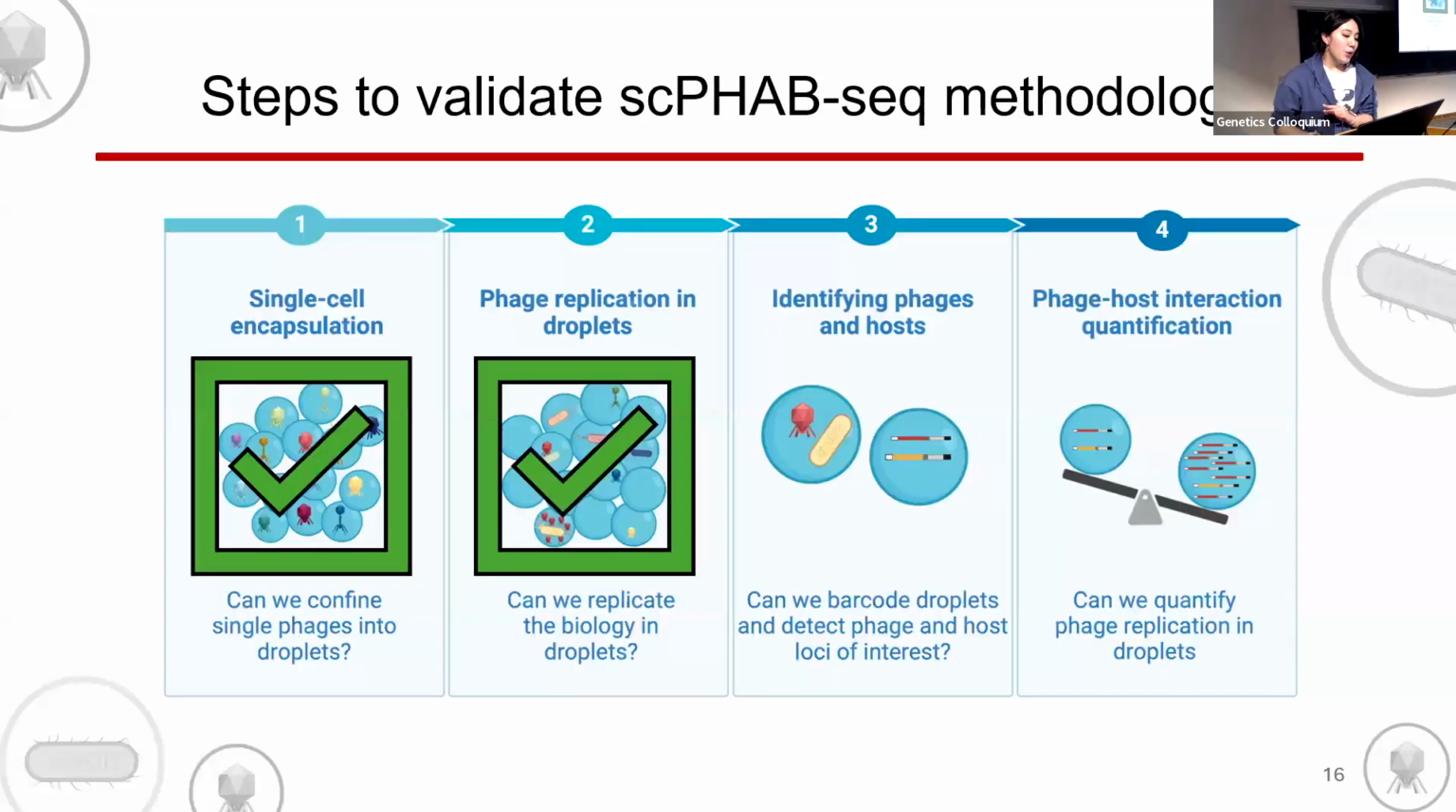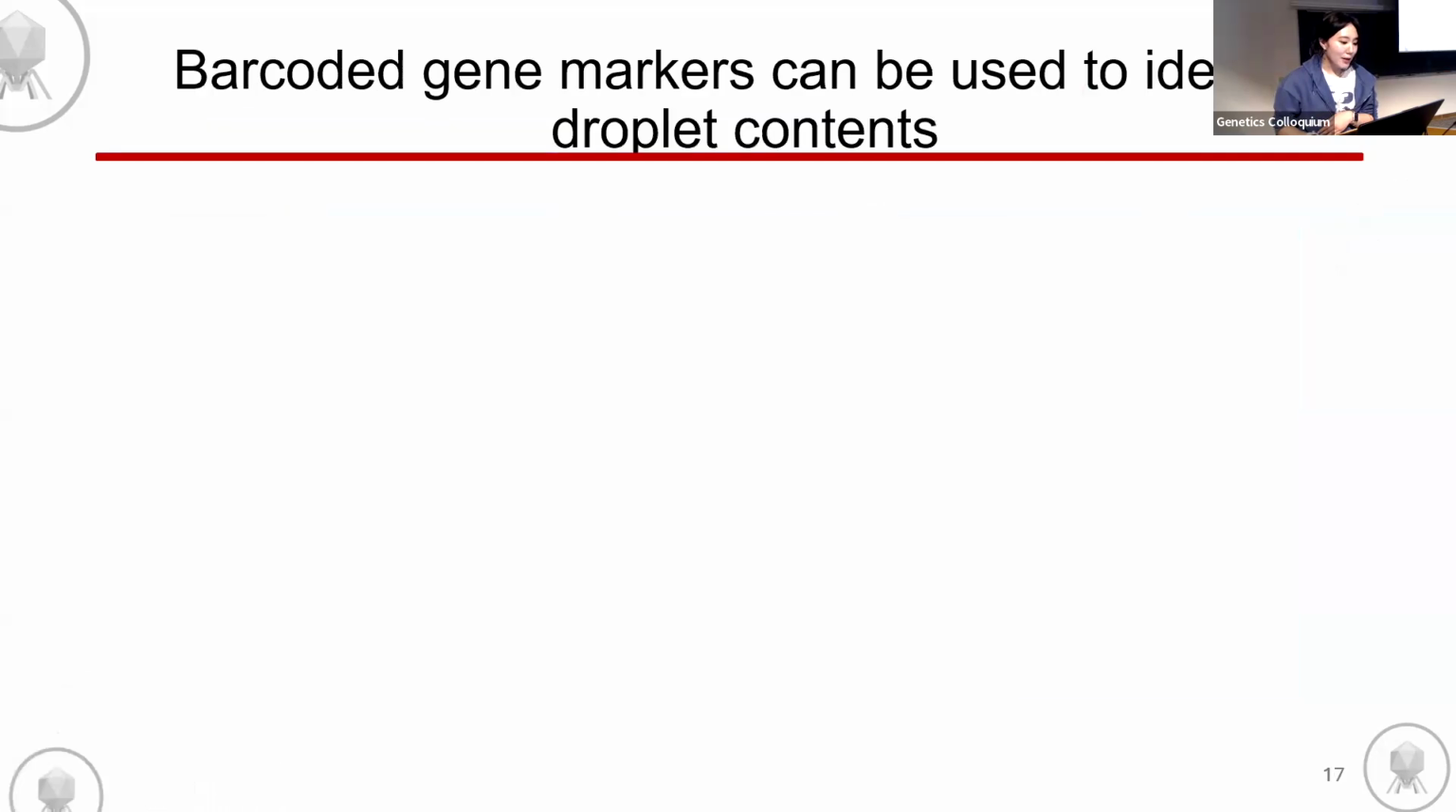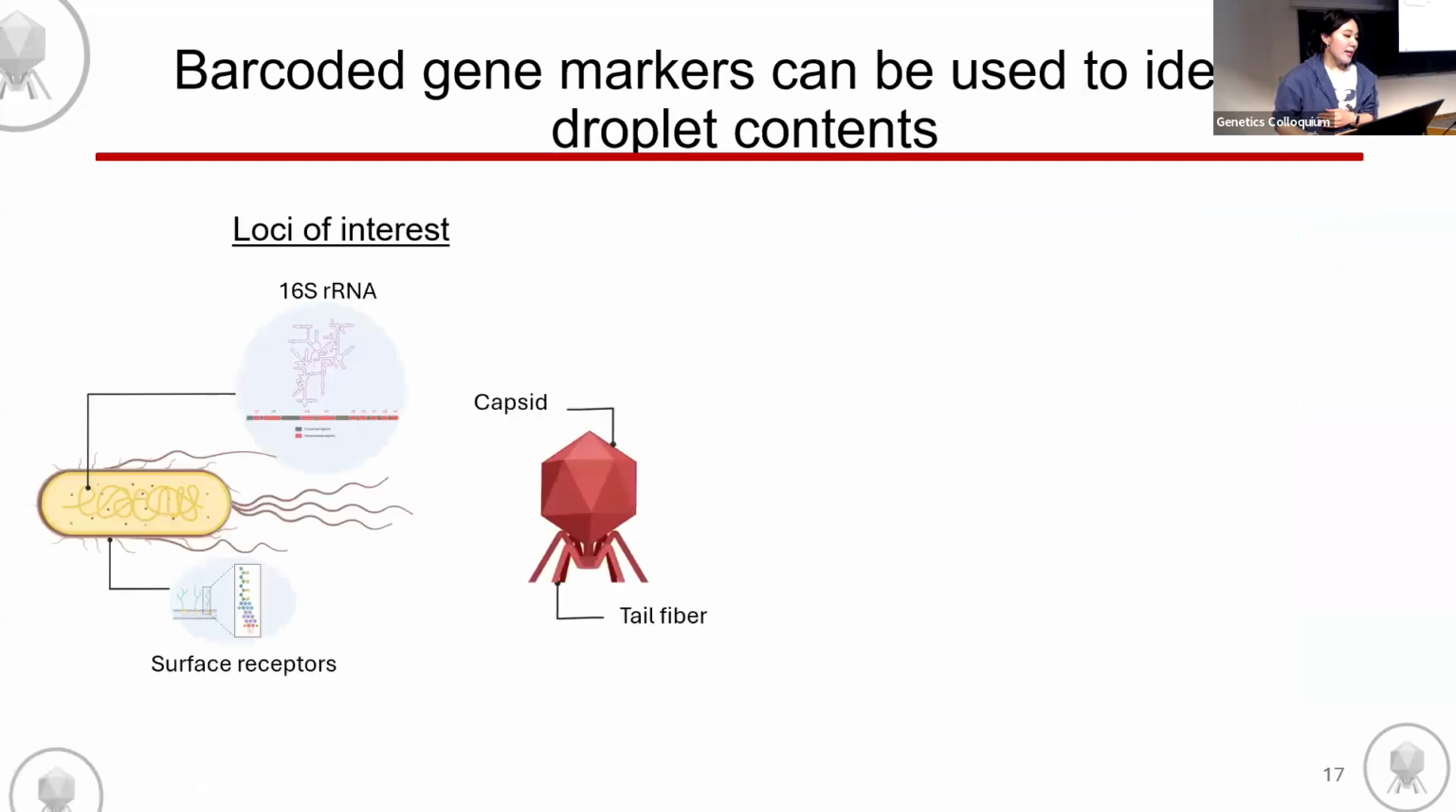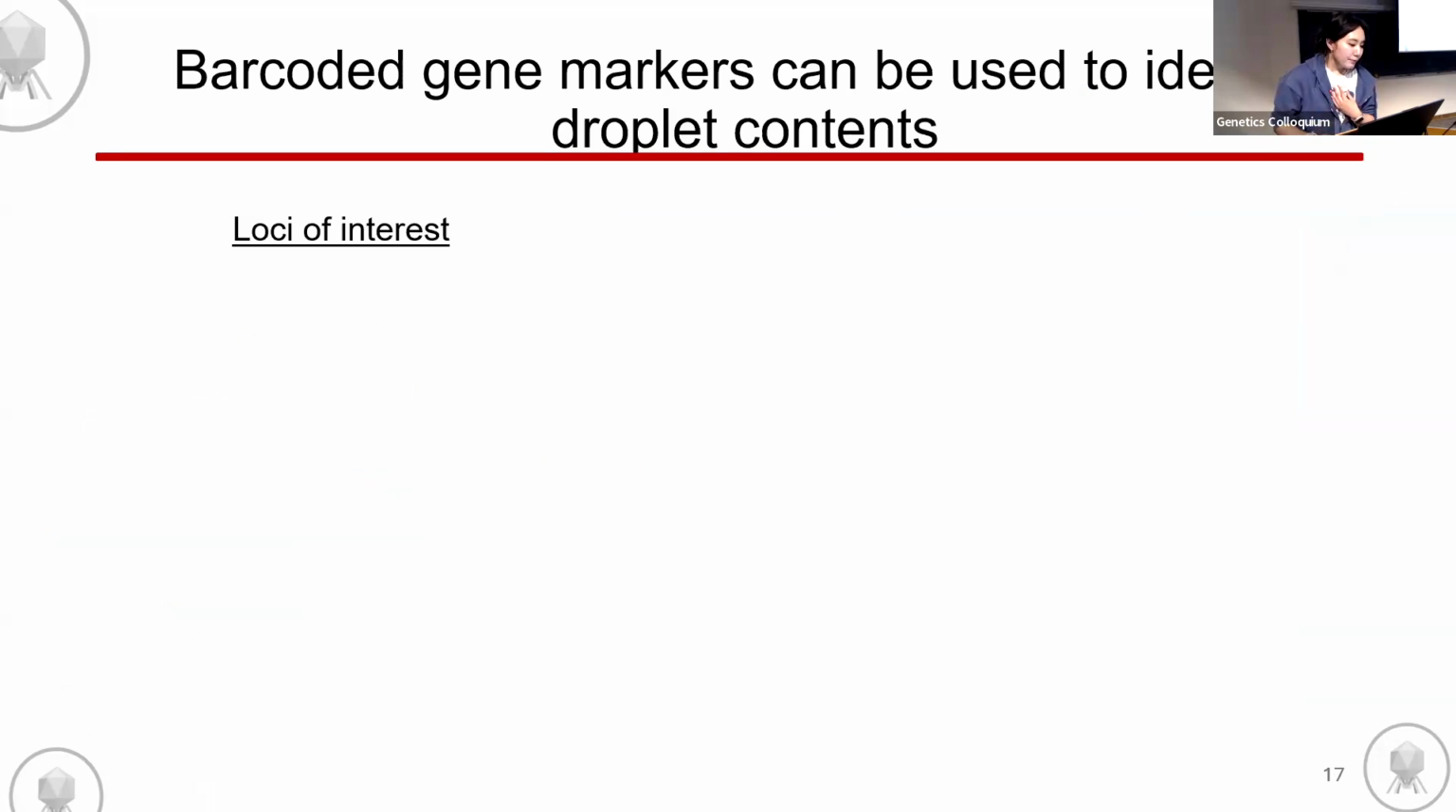So next, we want to ensure if we're going to capture these phages and bacteria into droplets, we actually have to ensure that we can identify the contents of these droplets, and that involves DNA barcoding. So what we're going to do is actually barcode gene markers of interest. So this could be different kind of surface receptors on E. coli or the 16S to identify what kind of bacteria we're using, and then also studying different kind of structural markers such as the capsid or the tail fiber for phages.